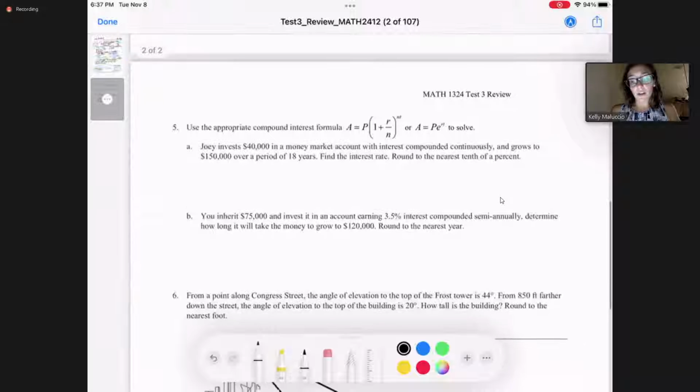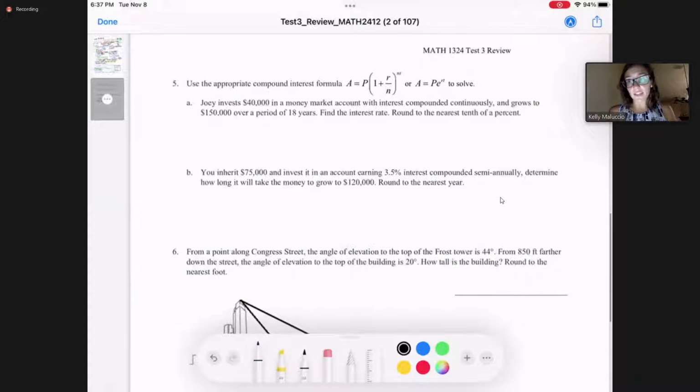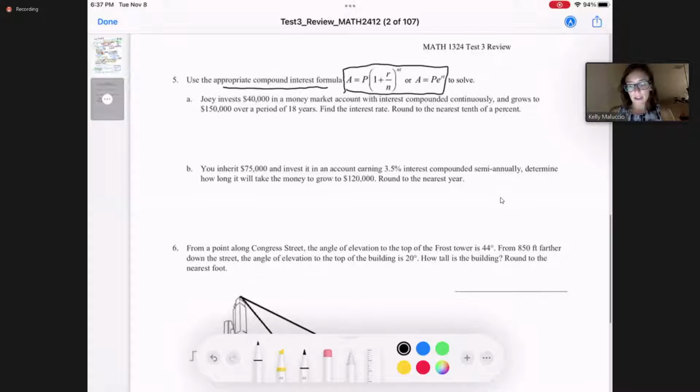And here's where it will look just like this on the test. It'll say use the appropriate compound interest formula, and it will have both of these, right? So you have to decide which one and how does it work, but they're written on there, right? So don't stress about that.